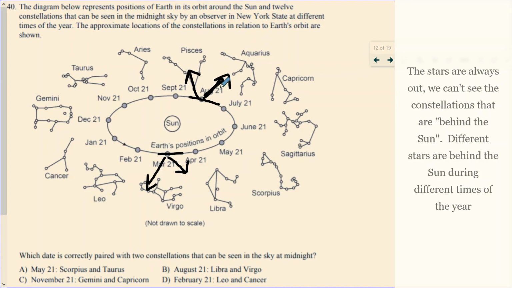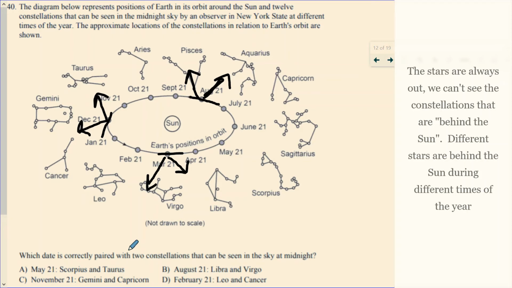In March, you can't see those because you're looking past the Sun. The sky is lit up. Stars aren't visible. In December, here's the daytime, here's the nighttime. You can see different stars throughout the year because the Earth goes around the Sun, orbits the Sun, revolves around the Sun. Now this is fairly straightforward.